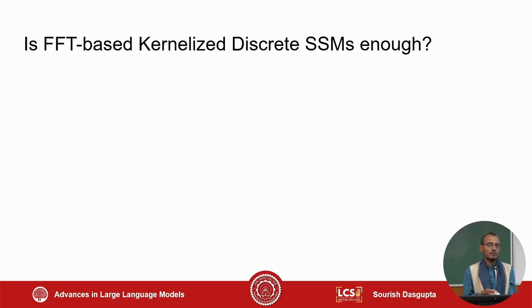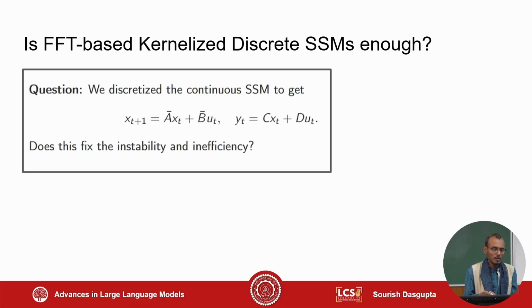So now the question is, is FFT based kernelized discrete SSMs enough? Should we stop here? Again, the same question, right? So we got it right, so why not just stop here? The concern that we should have at this point is that, okay, we got A bar, we got B bar, but we don't know how to create that A bar and B bar.